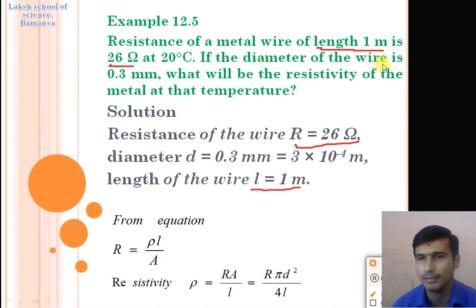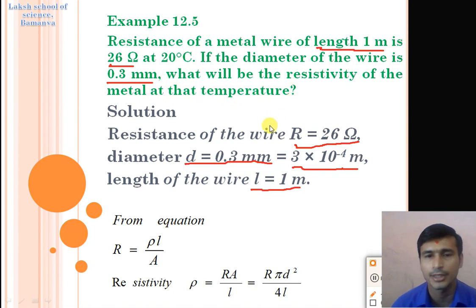If the diameter of the wire is 0.3 mm, here the diameter of the wire D is given to you as 0.3 mm. We need to convert this 0.3 mm into meter. So 1 mm is equal to 10 raised to minus 3 meter. So 0.3 mm is equal to 0.3 into 10 raised to minus 3 meter. So we get the answer 3 into 10 raised to minus 4 meter. Now what do we want to calculate? Calculate the resistivity of the metal at that temperature, right?